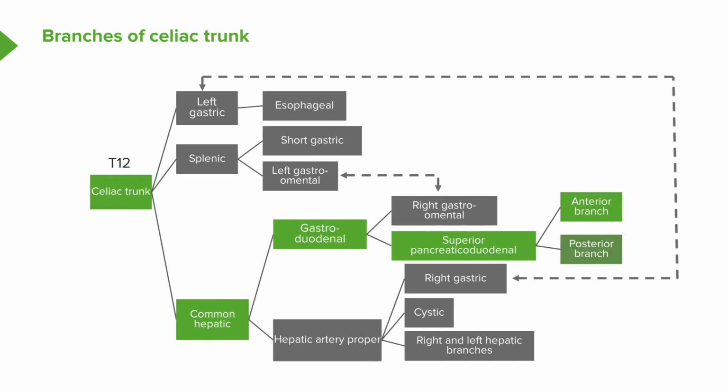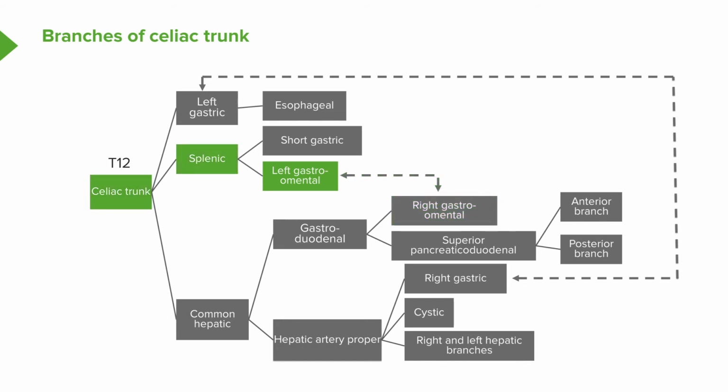has its anterior and its posterior branches that go anterior or posterior to the head of the pancreas and the duodenum. It also gives rise to the right gastromental artery, and the right gastromental artery is going to run along the greater curvature of the stomach, where it anastomoses with the left gastromental artery. And we know the left gastromental artery comes from the splenic.